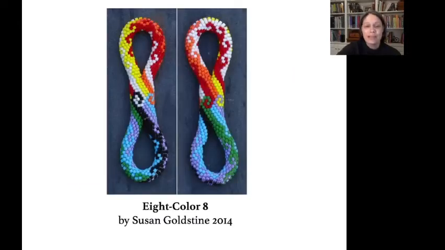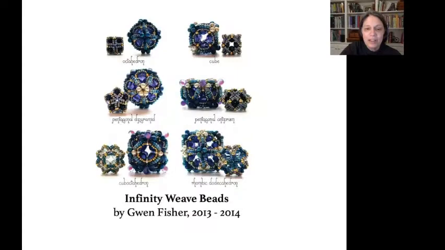Mathematical artists work in many different mediums. This beadwork by Susan Goldstine is a demonstration of a theorem that says it's possible to create a set of regions on a 2-hole torus where every region touches every other region. And here's some beautiful beadwork by Gwen based on a variety of 3-dimensional shapes called polyhedra. Polyhedra are the 3-dimensional version of the 2-dimensional polygons.